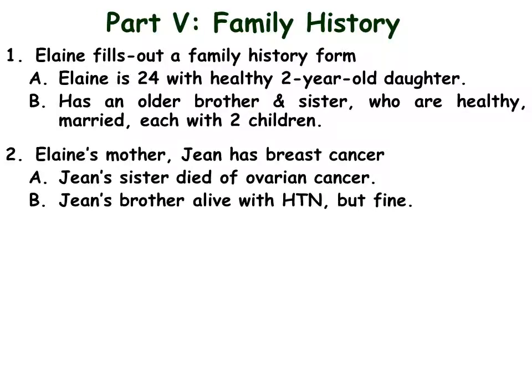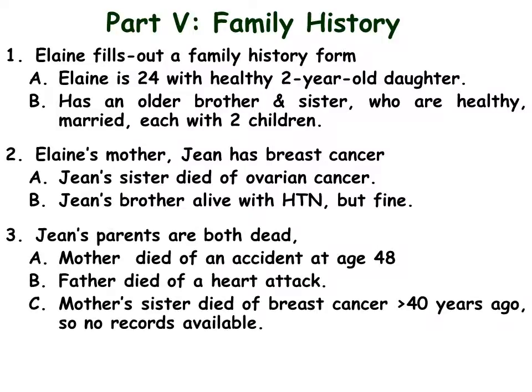Both are healthy, married, each with 2 kids. Elaine's mother, Jean, of course, has breast cancer. Jean's sister died of ovarian cancer. Jean's brother is alive, so this is Elaine's uncle. He's got hypertension, but otherwise he's fine. Jean's parents, who would be Elaine's grandparents, are both dead. The mother died of an accident at age 48, and the father died of a heart attack.